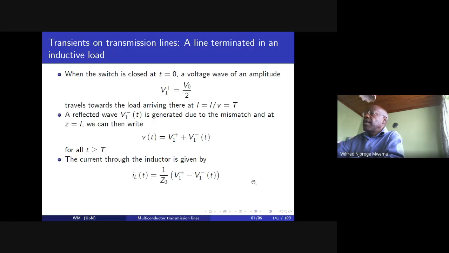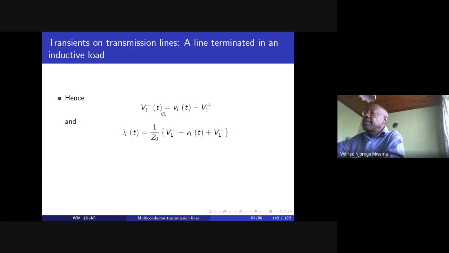Now, circuit theory tells us that the voltage across an inductor is proportional to the time rate of change of the current through it. And therefore, you can immediately write that VL of t equals L dIL on dt. I think this we should put an L as well.